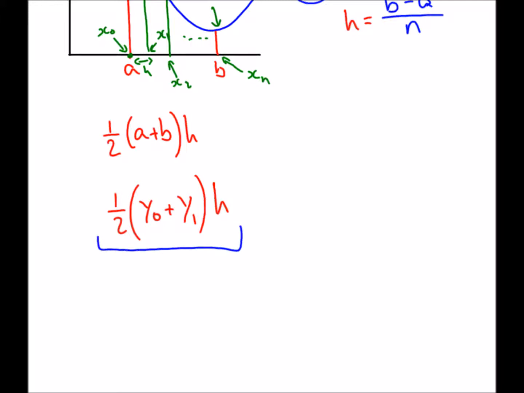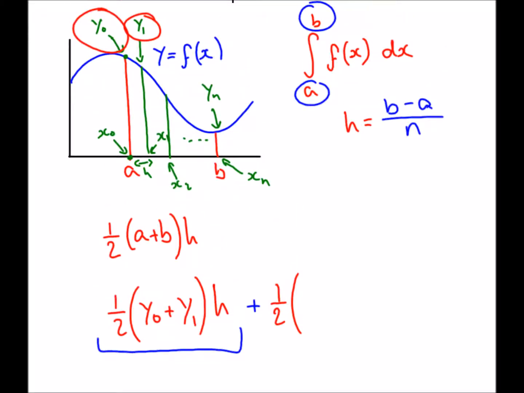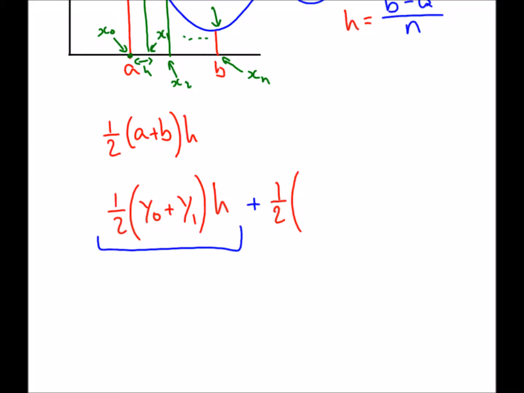And then to get the area under the graph, I'm going to add on the area of my next trapezium, which is going to be a half. Now this time, because we're on to our second trapezium, I'm going to use y1 as my a value, and I'm going to use y2 as my b value. So I'm going to do a half (y1 plus y2) times h. I'm going to keep on finding areas of trapeziums like this until I get to my last one, which is going to be a half, the one before yn plus yn, times h.